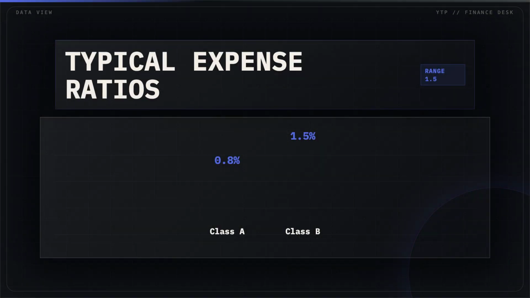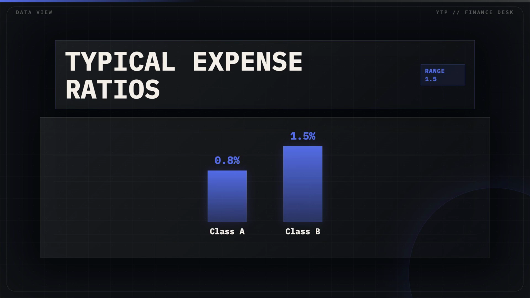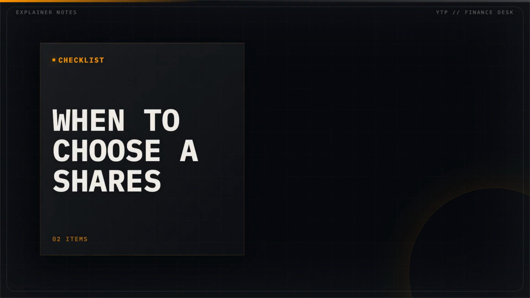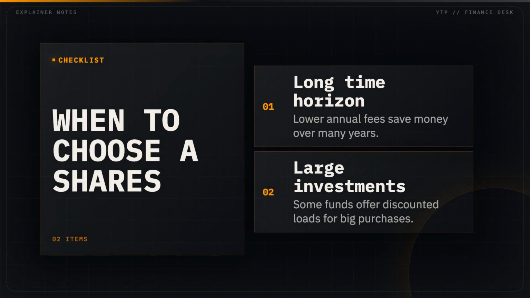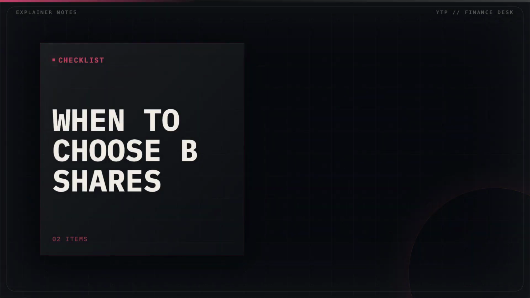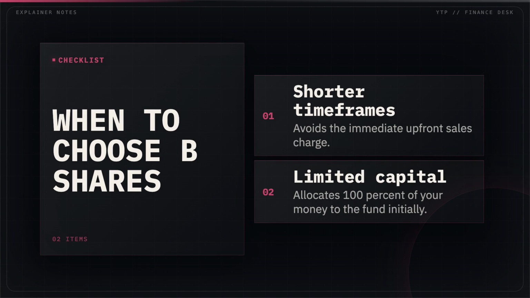fees. Because Class B shares have higher annual expenses, they can become significantly more expensive the longer you hold the investment. Investors often look at Class A shares when they plan to keep the money in the fund for a very long time. Class B shares are sometimes used by investors who want to avoid an upfront fee, though the higher yearly costs are a trade-off.